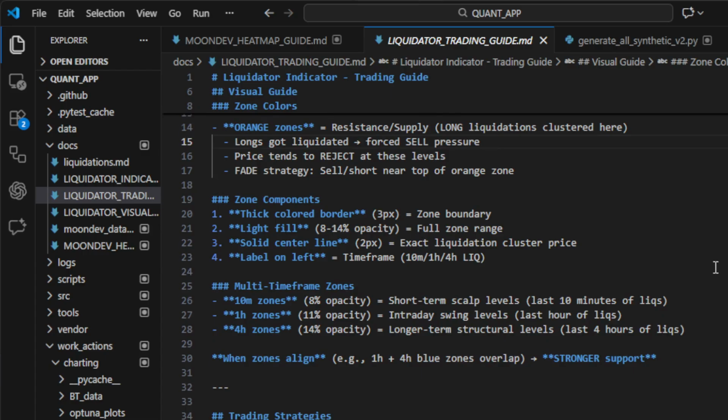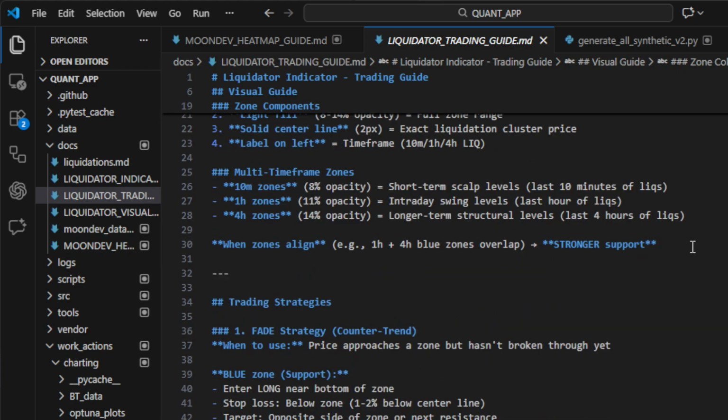Zone components: thick colored borders, light fill, solid center line, label on left. I tried a few times because they always got on top of each other and it was not nice to view. Multi time frames.